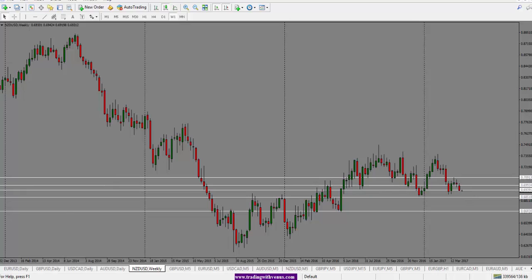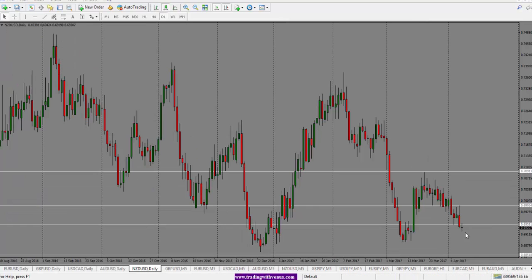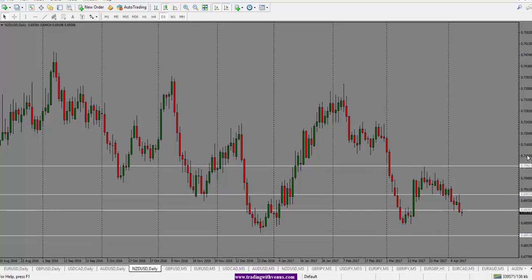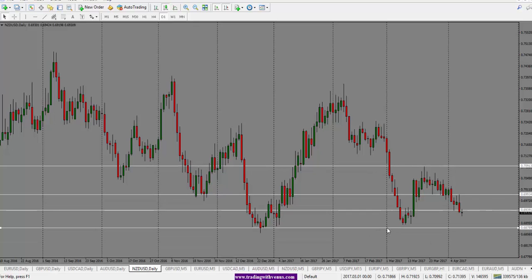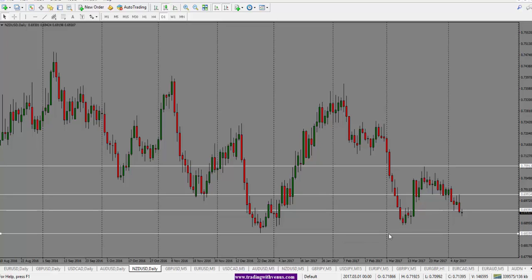New Zealand US dollar here, very strong again close, bearish close for the week, so looking for a follow through in this. We have a very strong close for daily here as well, and as a result we are looking for a follow through to the downside. The next price target for this one would be 0.6880, and below that 0.6859 level.